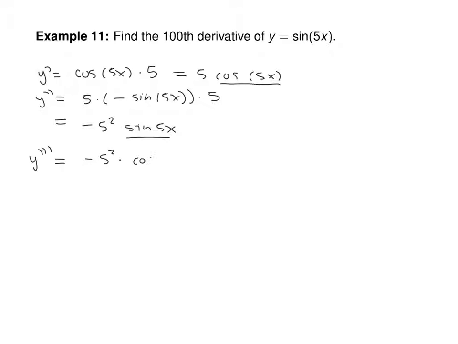Cosine 5x, and then times what from the chain rule? 5. Another 5. So negative 5 cubed cosine 5x. Okay, fourth derivative.